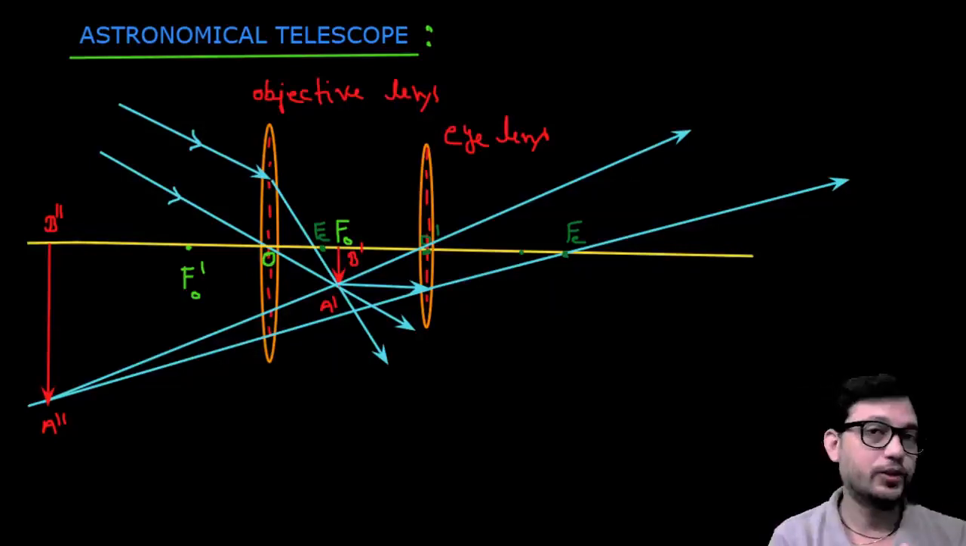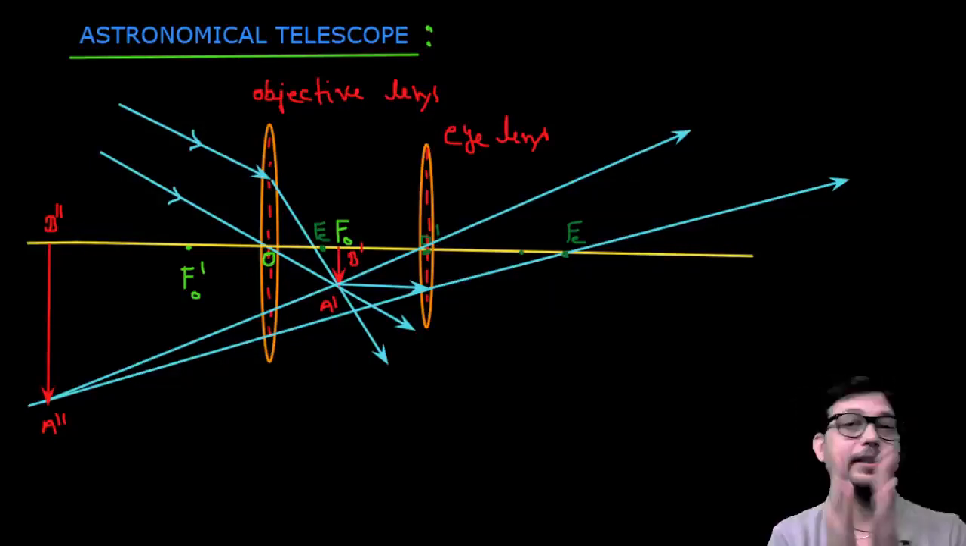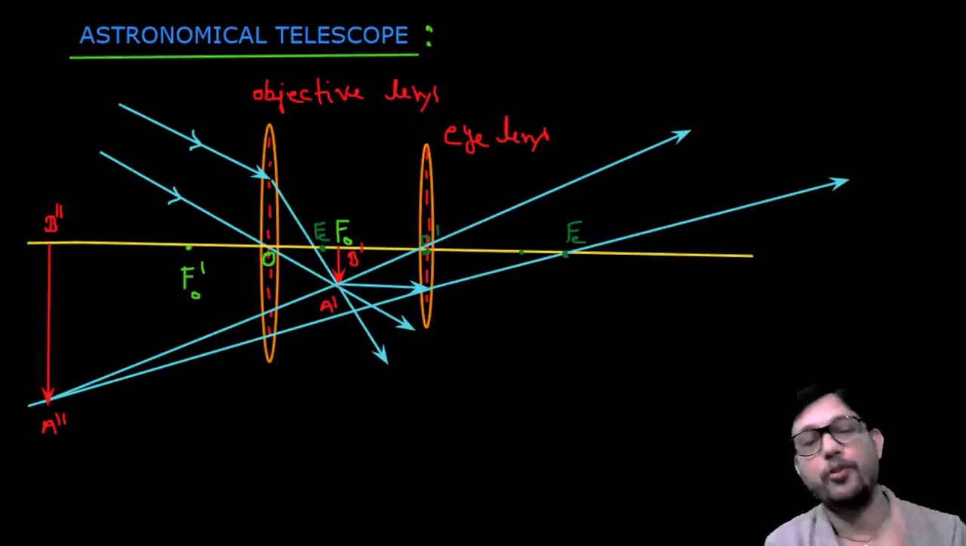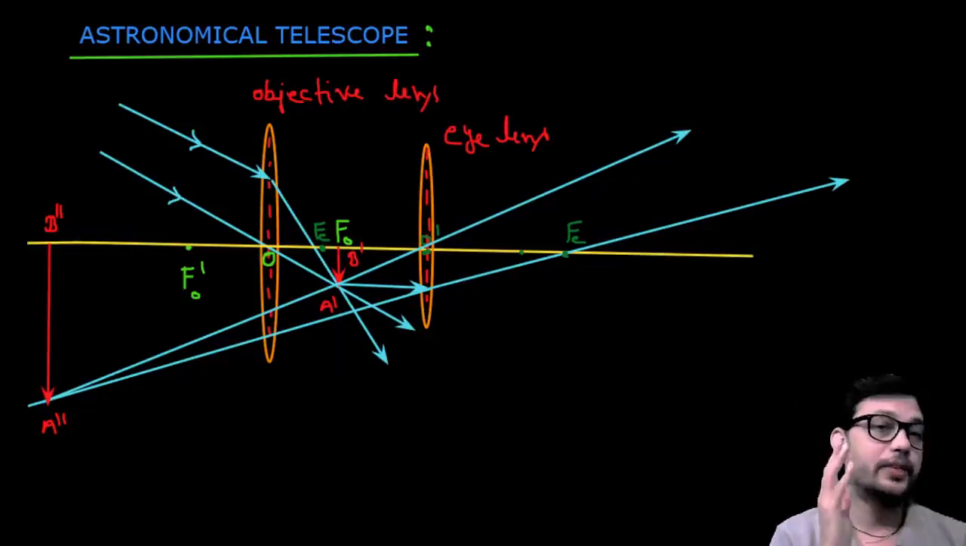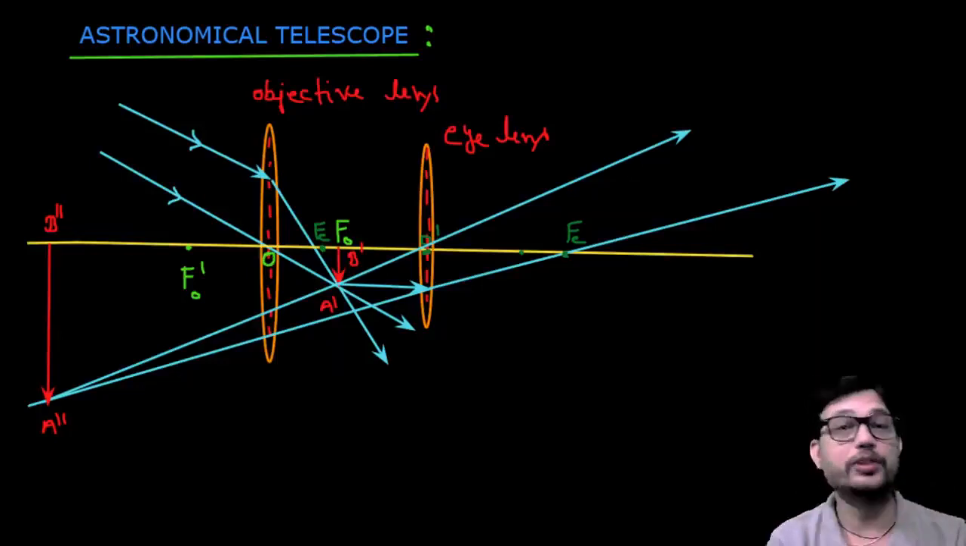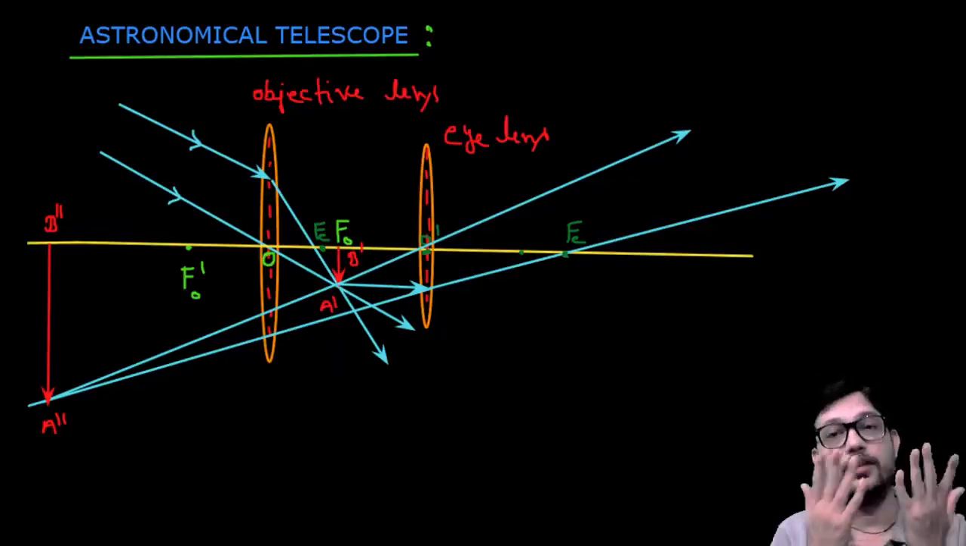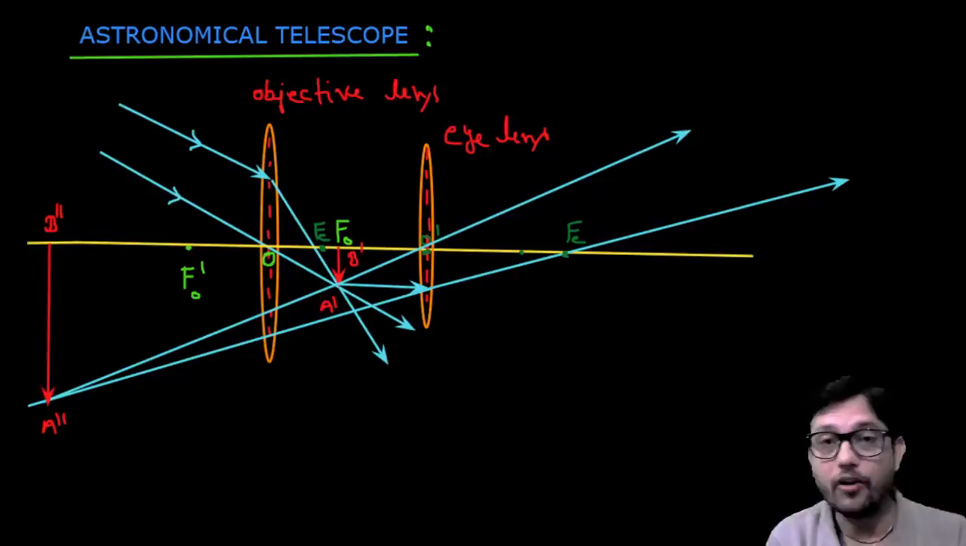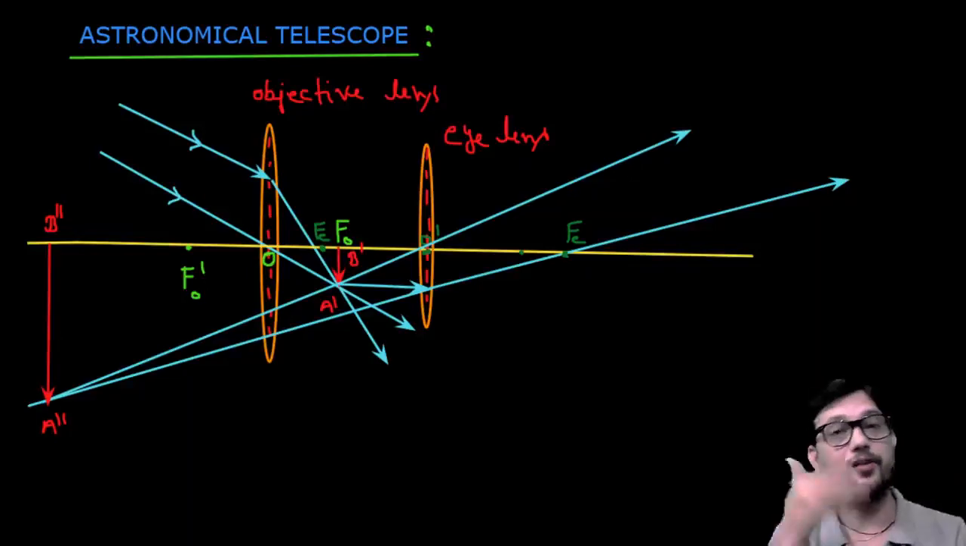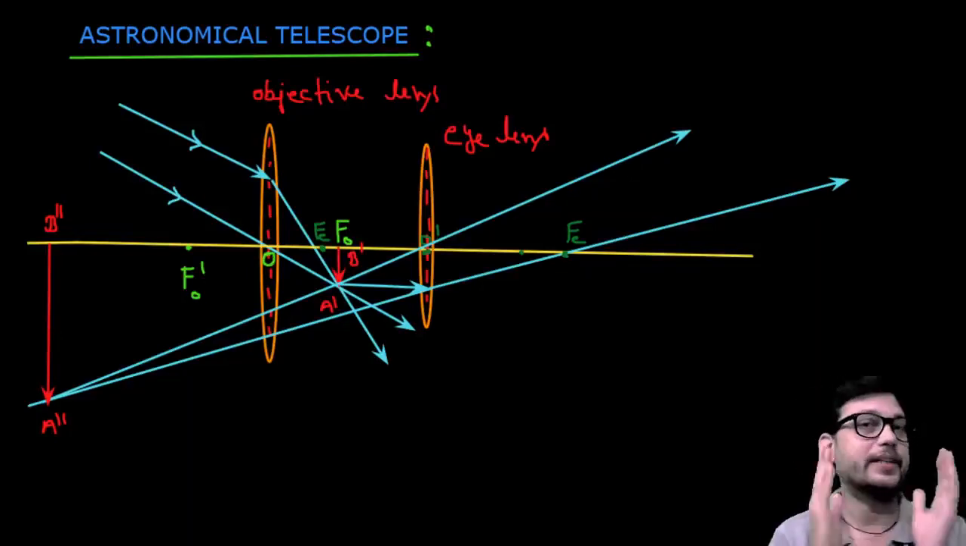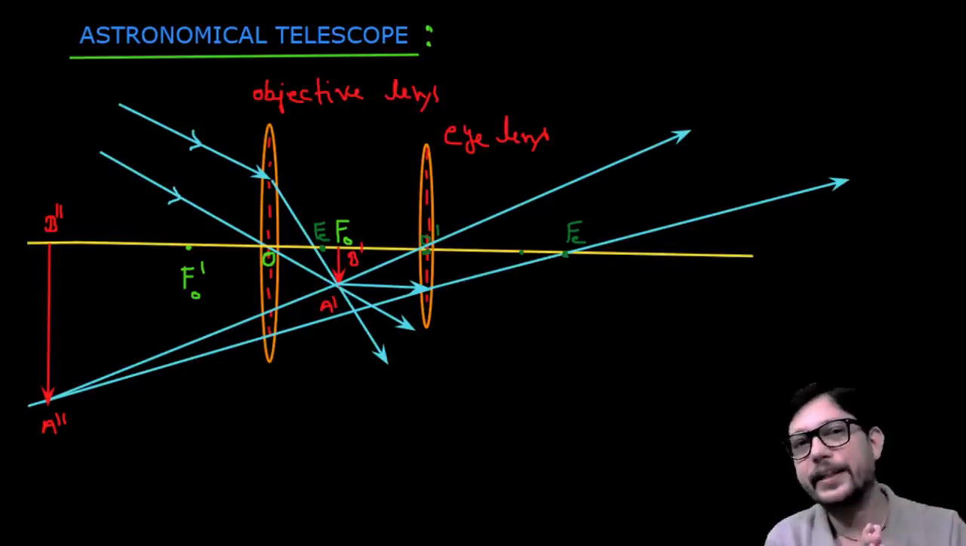In optical instruments, the last topic is the astronomical telescope. In this lecture we will discuss each and everything: what is an astronomical telescope, how we can form it, what are the basic ideas behind its formation, and what is its use. So let's get started.